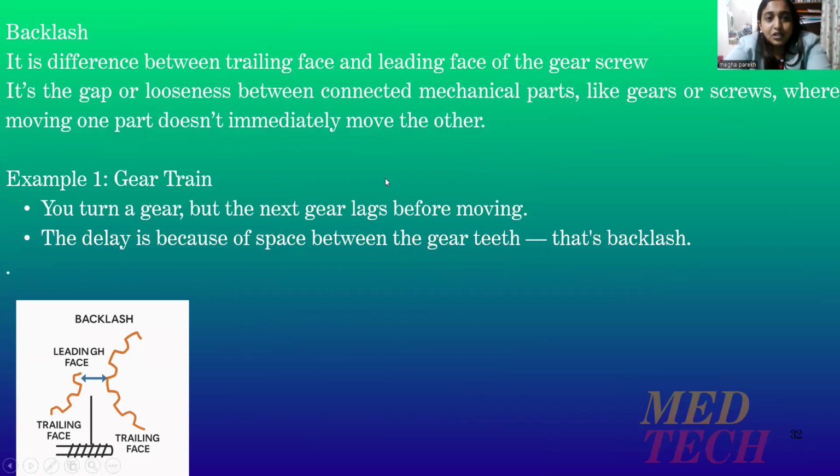What is backlash? It is the difference between the trailing phase and leading phase of the gear screw. The gap between connected mechanical parts like gears or screws, where moving one part doesn't immediately move another. The smallest error is called backlash. You turn a gear but the next gear lags before moving. So the error is called backlash. The delay is because of the space between gear teeth. That is backlash.